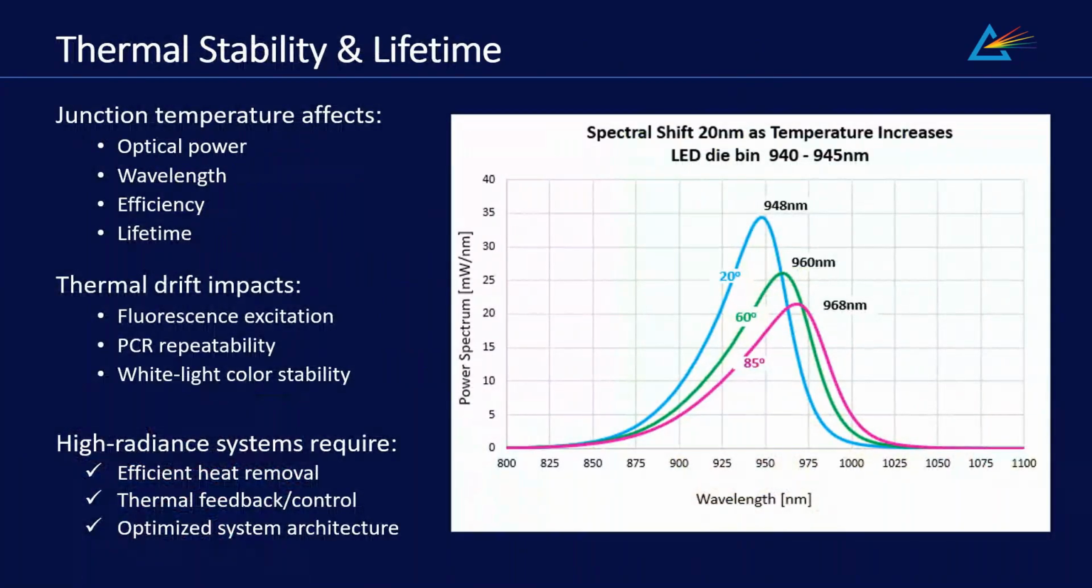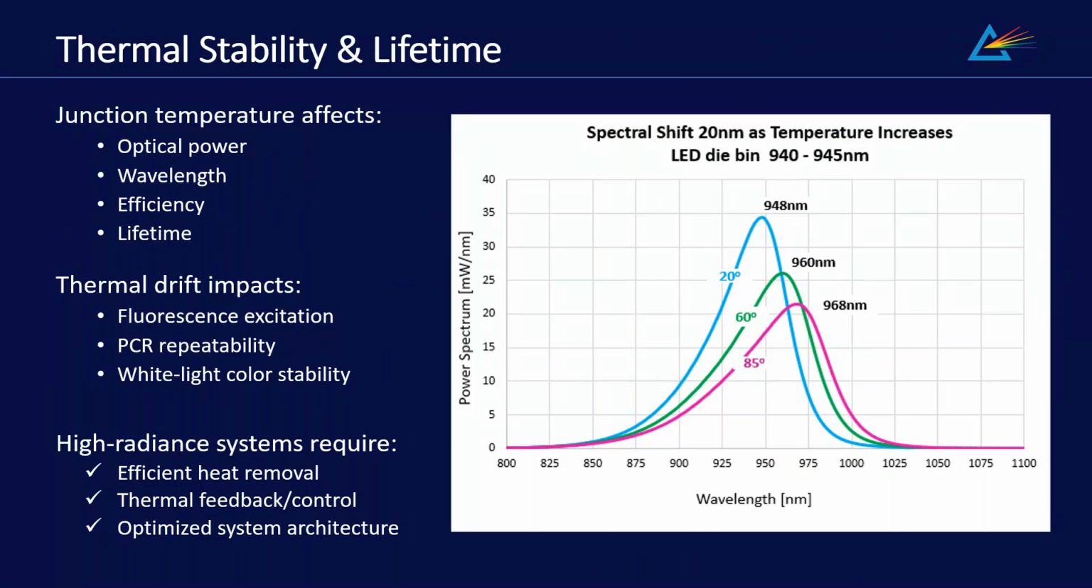LEDs are not cool devices at high radiance. Temperature affects optical output power, wavelength, and lifetime. Thus, providing temporal stability is critical in measurement systems. As LED junction temperature increases, optical power decreases, wavelength shifts, and long-term degradation can accelerate. For example, the graph that you see there is an LED at 940 nanometers, and it shows a significant shift of 20 nanometers as the board temperature increases. So thermal management is critical.